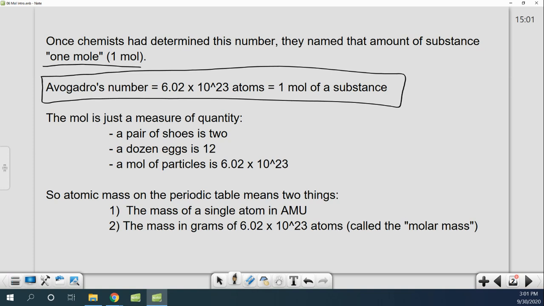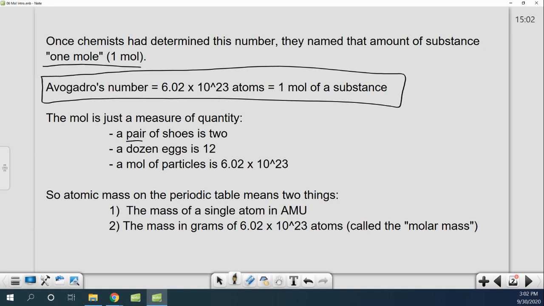So if I had that 1 gram of hydrogen, or 1.008 grams, it's exactly 6.02 times 10 to the 23 atoms of hydrogen. If I had the 9.0122 grams of beryllium, it's 6.02 times 10 to the power 23 beryllium atoms.